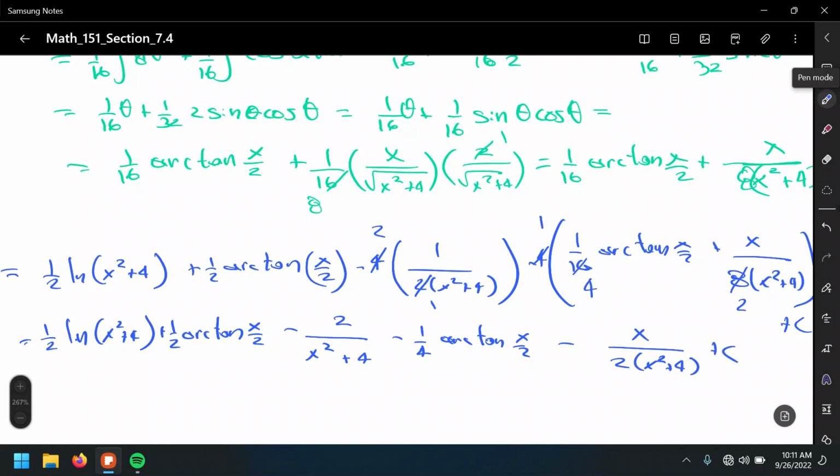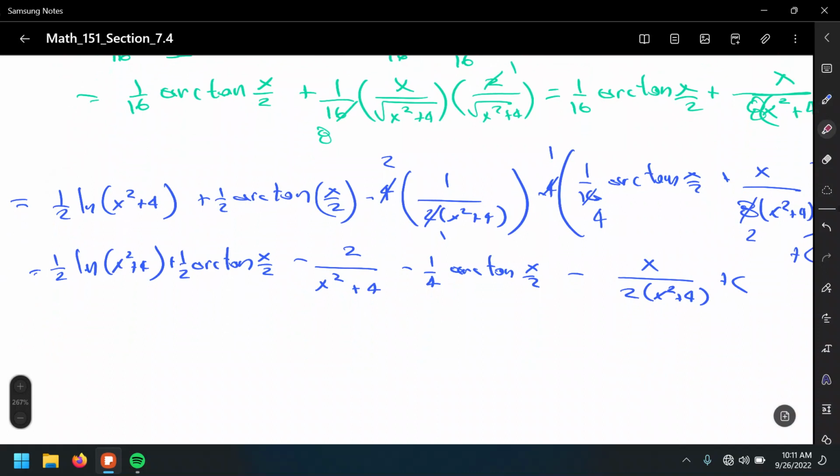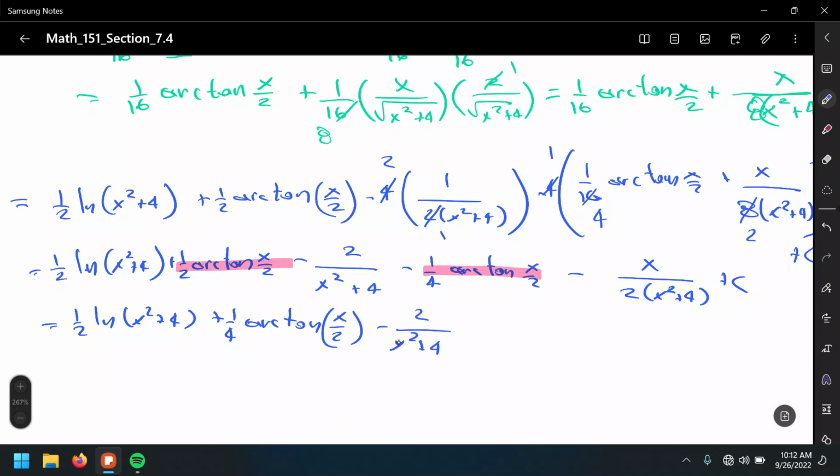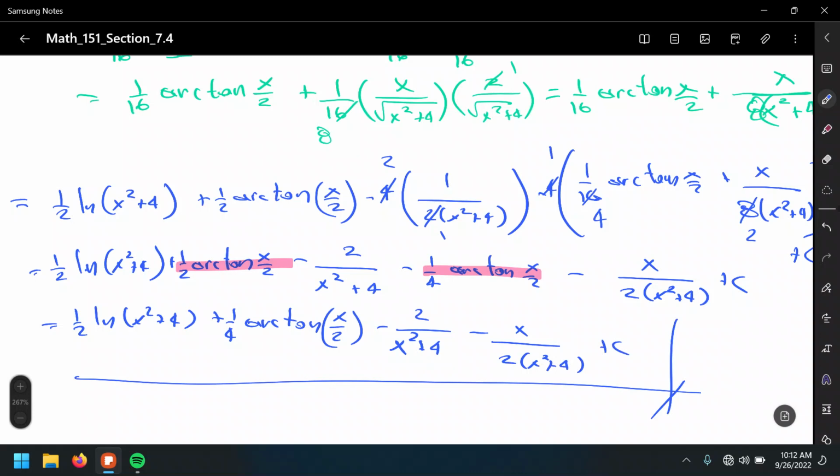And we're almost done, except that we can combine a couple of like terms, actually these two. So we're going to have a 1/2 minus 1/4. Doesn't that reduce to 1/4? So 1/2 ln x squared plus 4 and plus 1/4 arctan x over 2 minus 2 over x squared plus 4 minus x over 2 x squared plus 4 plus c. And that's the final answer for this last problem.